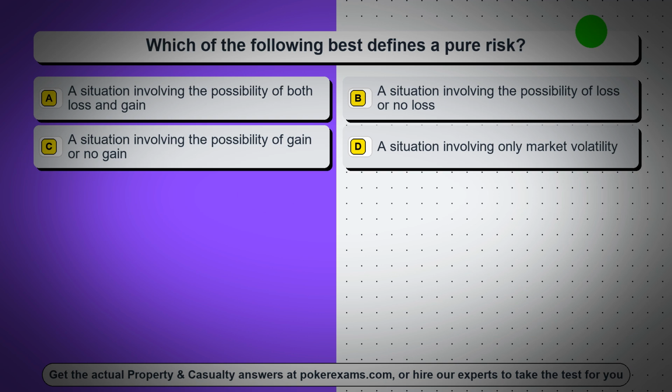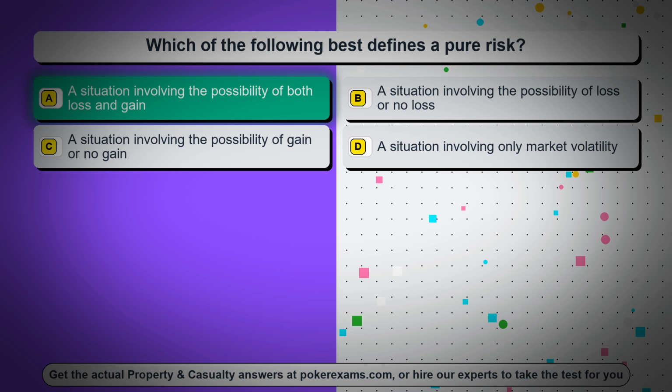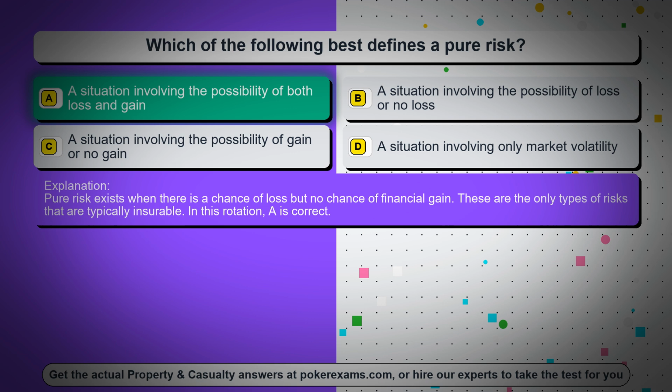Question 26. Which of the following best defines a pure risk? Option A, a situation involving the possibility of both loss and gain. Option B, a situation involving the possibility of loss or no loss. Option C, a situation involving the possibility of gain or no gain. Option D, a situation involving only market volatility. The correct answer is option A, a situation involving the possibility of both loss and gain. Pure risk exists when there is a chance of loss but no chance of financial gain.